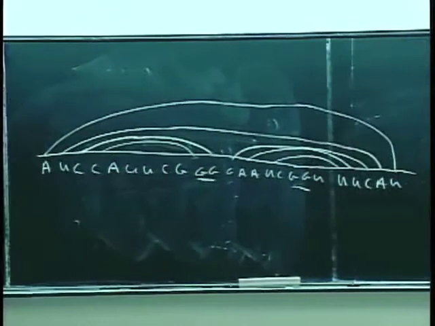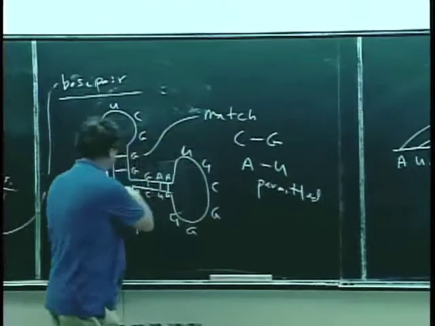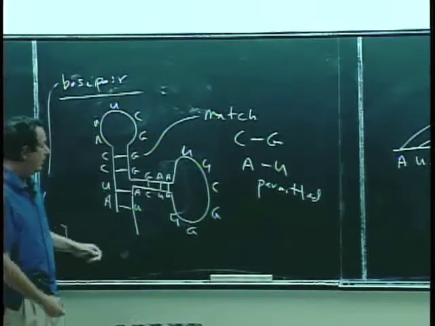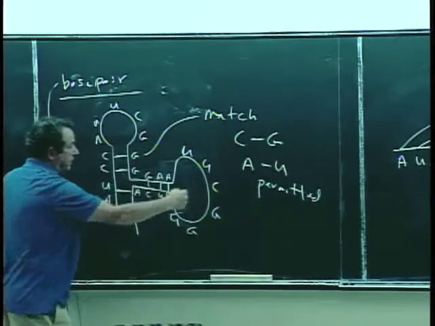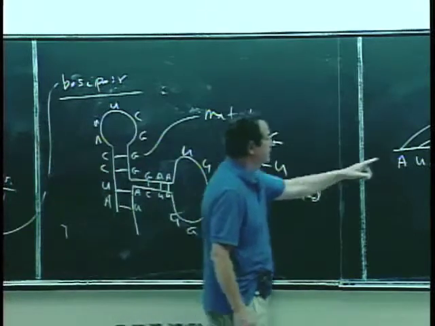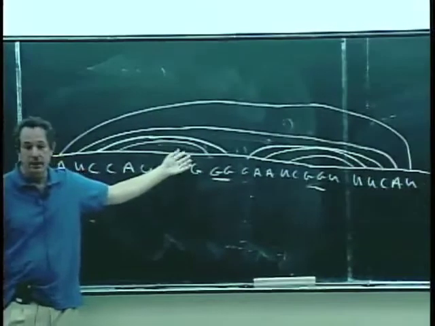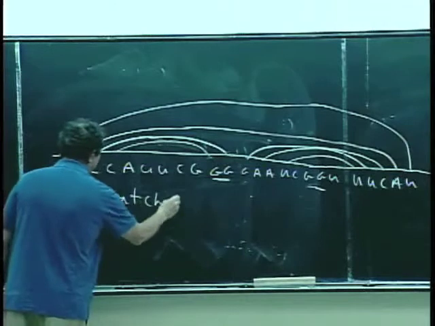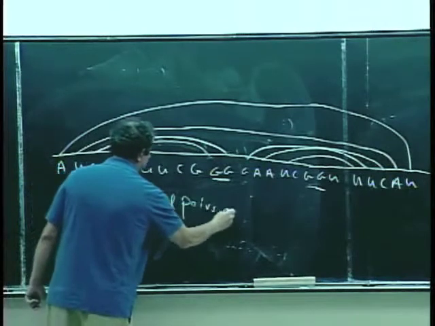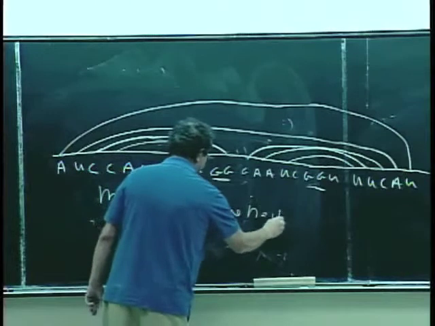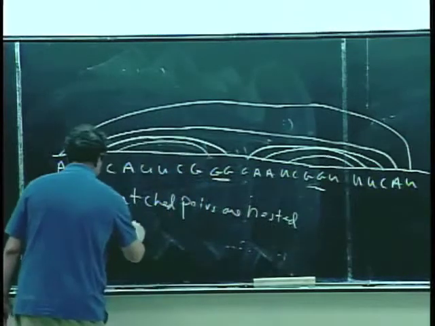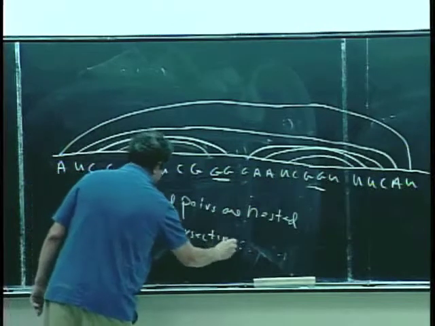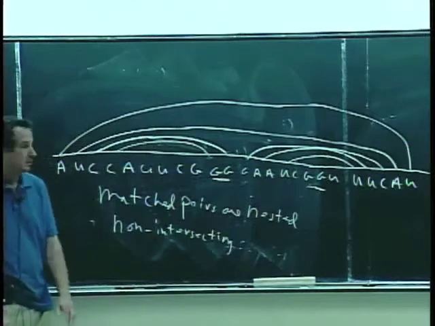Okay, so when you take the matching pairs that are in the 2-dimensional picture, and you take the molecule and you stretch it out on the line, what you see is that the matches are nested. They're non-overlapping. Okay, so the matched pairs are nested. That means non-overlapping, non-intersecting. Non-intersecting is a better term for that.